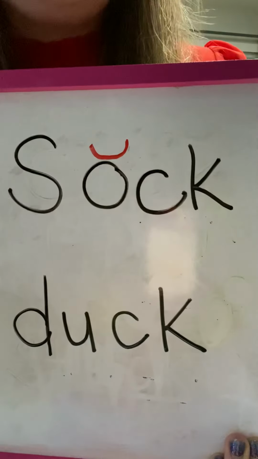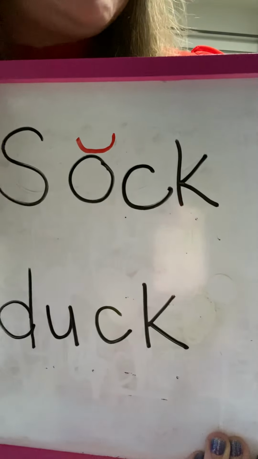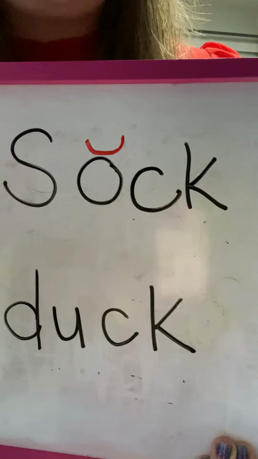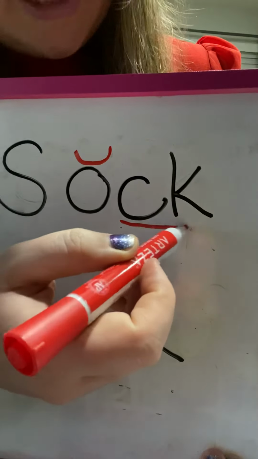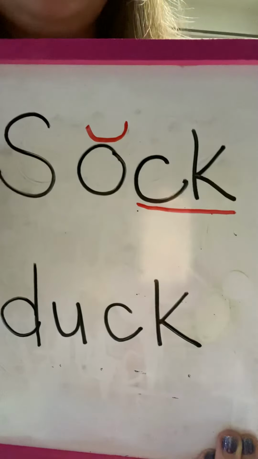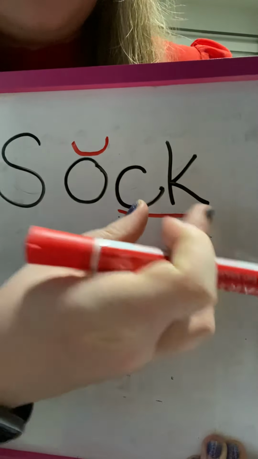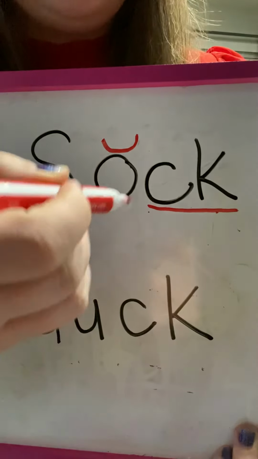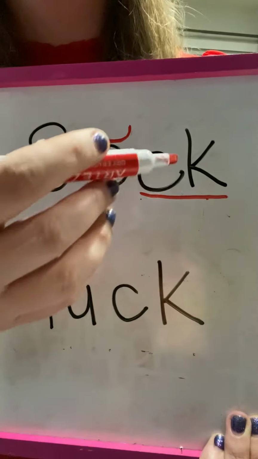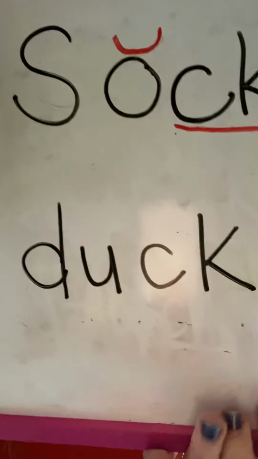And then we did learn something new yesterday, which is how to code a digraph. Remember, we said digraphs are two letters that make one sound. So the way that we would code our digraph, we know our digraph is CK because that's the one that we've been working on. We put them together. So we put a line underneath to show that those are two letters that are pulled together to make one single sound. So we don't say s-o-c-k, we say s-o-k, sock. Does that make sense?